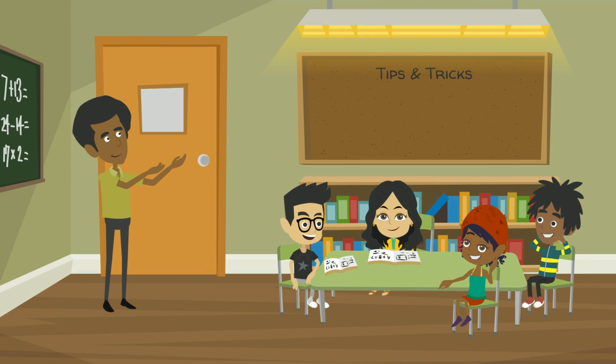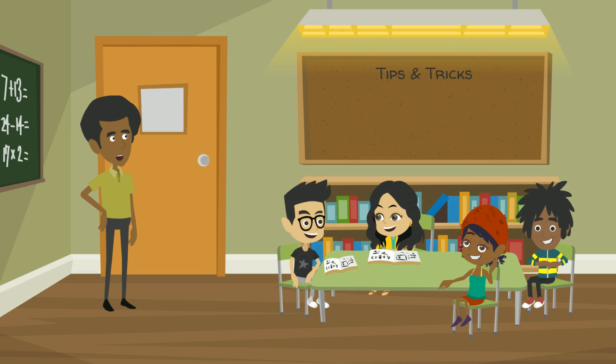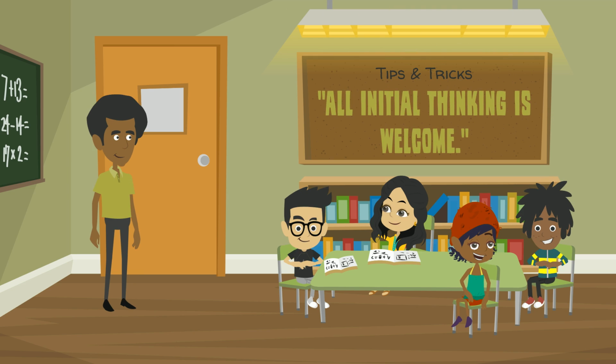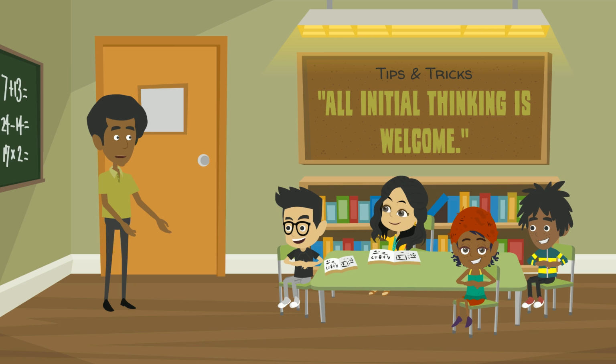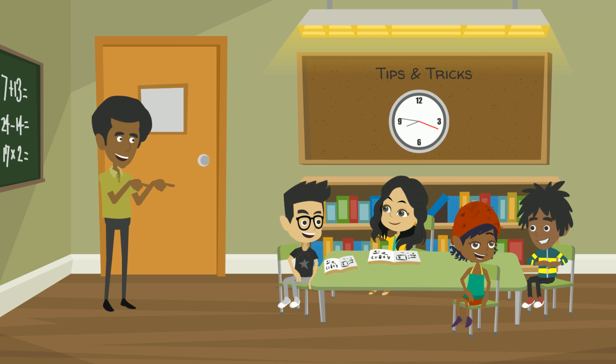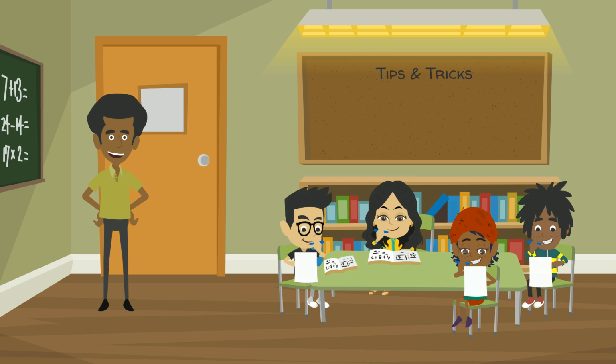Here are some tips and tricks for effectively facilitating a discussion in the classroom. Work with the class to create a set of ground rules, also known as norms, to be followed during discussions, and post it in the classroom. One example of a norm is, all initial thinking is welcome. Direct your questions to the entire class and wait at least 30 seconds for a response before repeating or changing the questions. Have students write down a response to your question before discussing as a whole class, so they are better prepared to respond.